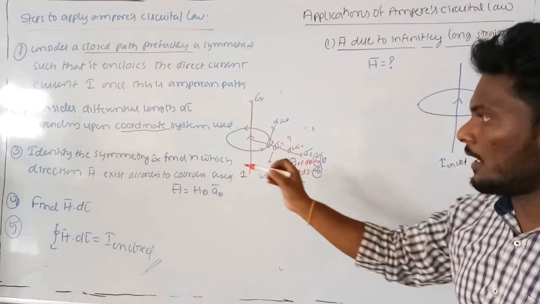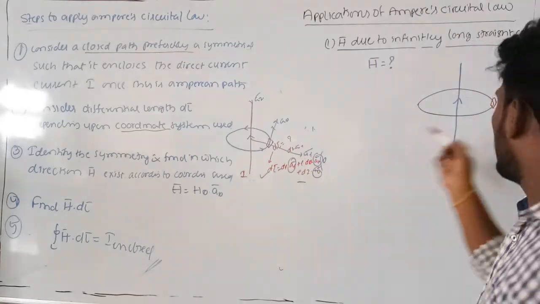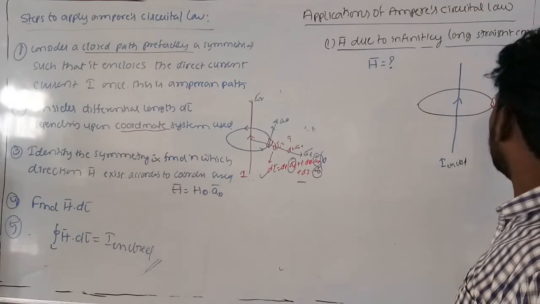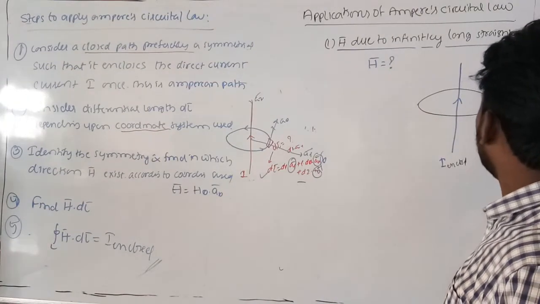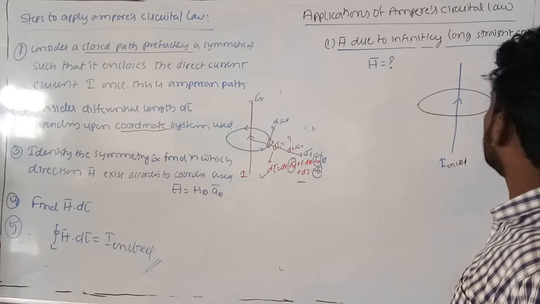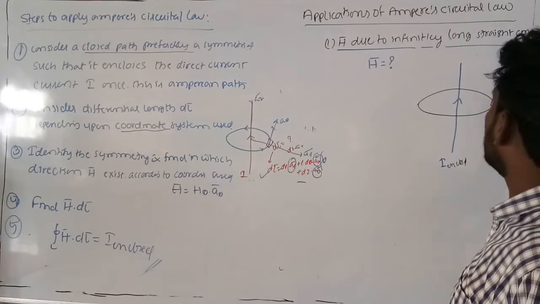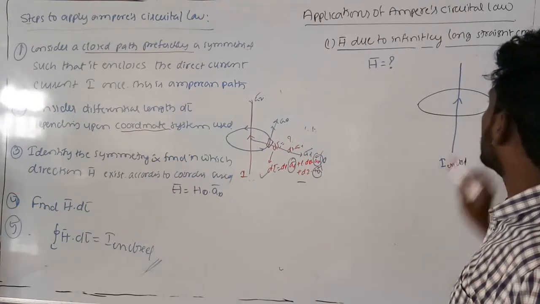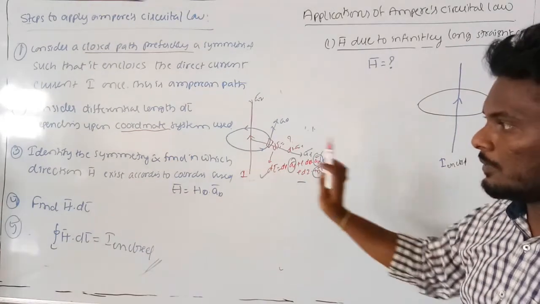Okay, what is step number 3? Identify the symmetry and find H. So H bar is also in which direction now? H bar is also in the phi direction. So it is represented with H phi and the direction is a phi. H phi is an unknown value here. Now identifying the symmetry is over.